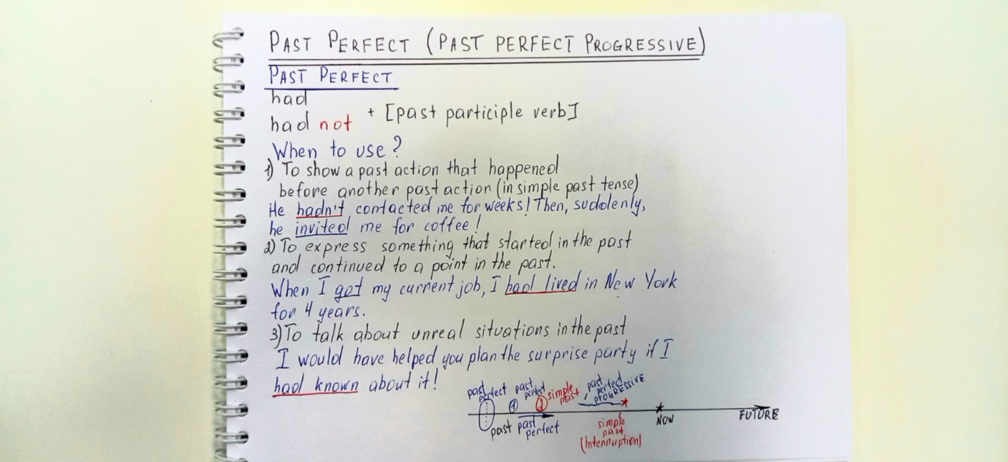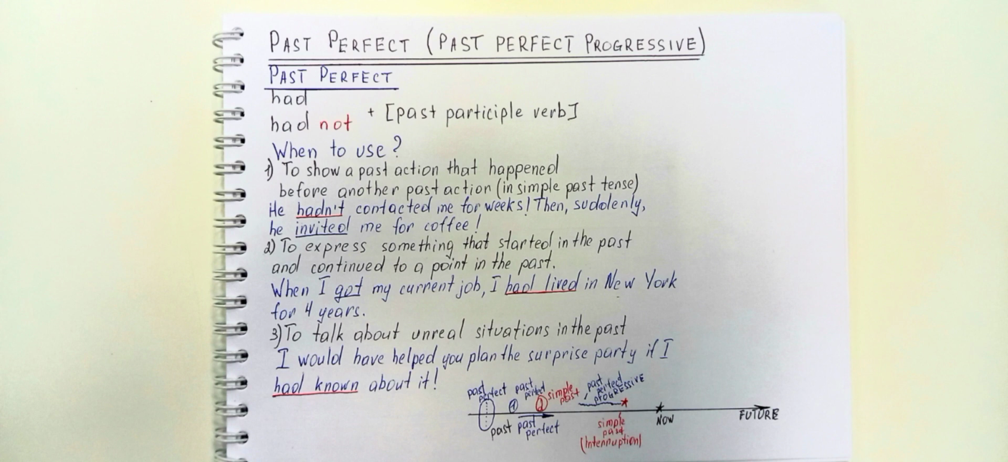He hadn't contacted me for weeks. Then suddenly he invited me for coffee. So here we see hadn't contacted. This is the negative form of the past perfect tense. Hadn't is the contracted form of had not. Contacted is my past participle verb. He hadn't contacted me for weeks. So this is my past perfect situation.